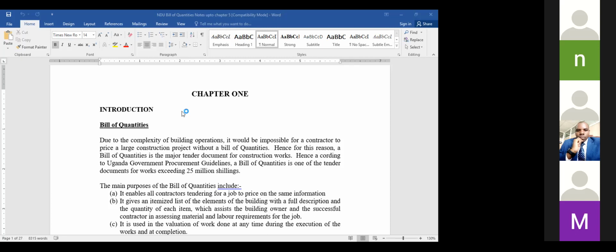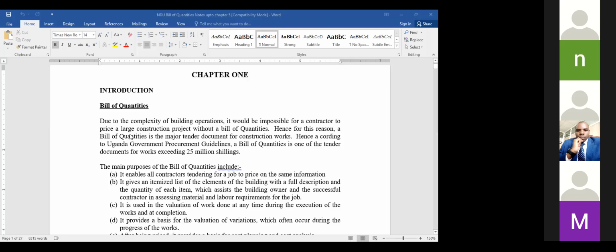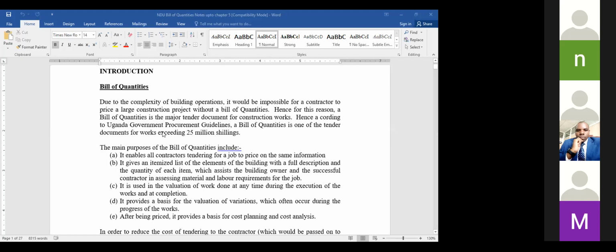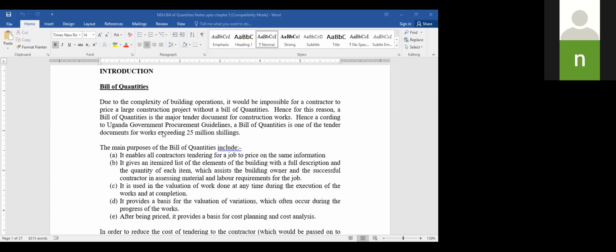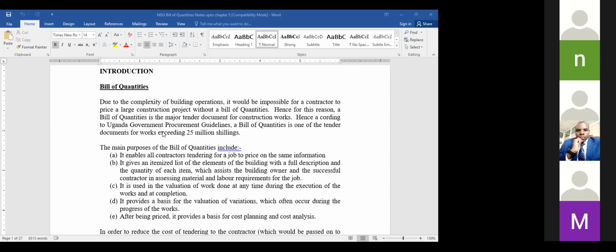To start it off, we're starting with a bill of quantities. Due to the complexity of building operations, it will be impossible for a contractor to price a large construction project without a bill of quantities. So for this reason, a bill of quantities is the major tender document for construction works. In tendering, we're basically looking for the person who is going to do the project and at what cost it is going to be agreed upon, among other contract documents.